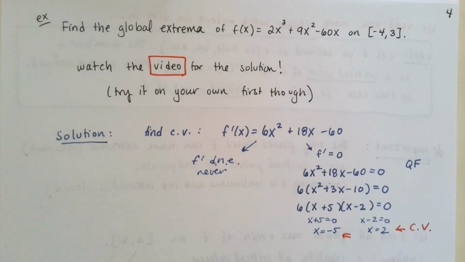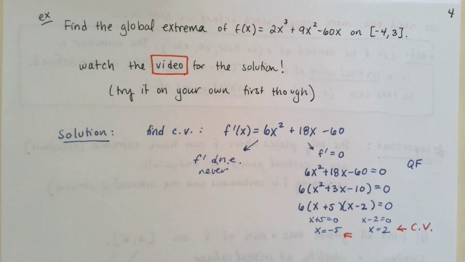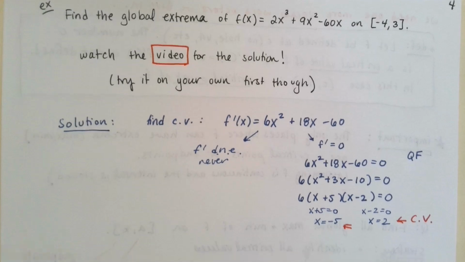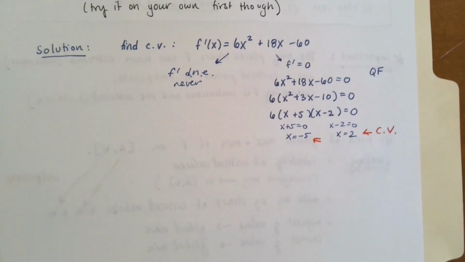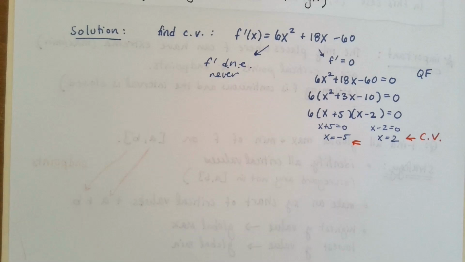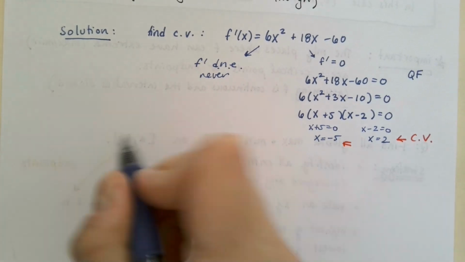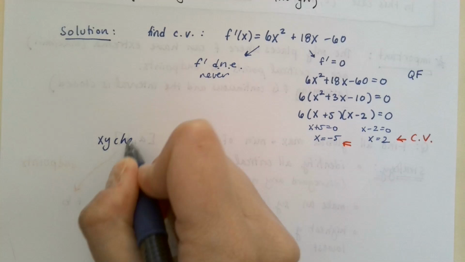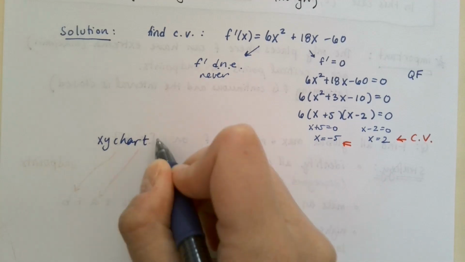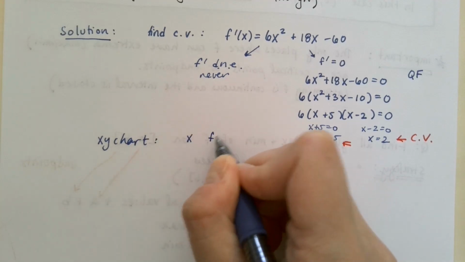So I'm going to kind of identify for myself, I've got two critical values. I got none from over here and 2 from over here. So my next move in the process is to make an XY chart and test things. So the XY chart. I call it an XY chart, but then what I actually do is X and f of X.